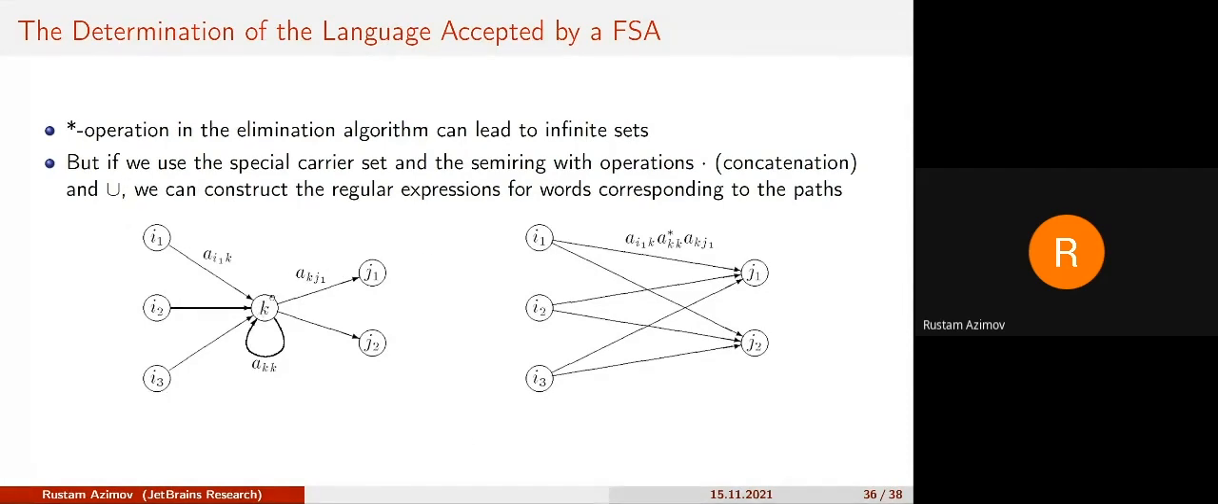We just can eliminate some vertices, and when we want to add a new arc with computed weight, we do not compute the closure of the element, but just add the star symbol for this value, and we will have at the end on the arcs the regular expressions, and we can have the finite representation of maybe infinite set of words here.